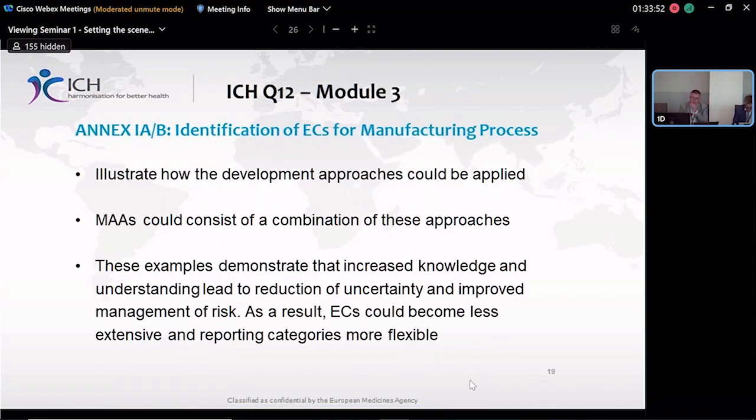So in the next slides, we have some examples of how established conditions can be identified for a manufacturing process. And this slide illustrates how the development approaches, whether it's a minimal development or an enhanced development, how these can result in different established conditions, I think, for different types of development. So what we try to show here is that increased knowledge and understanding lead to reduction of uncertainty and improved management of risk. And as a result, established conditions could become less extensive.